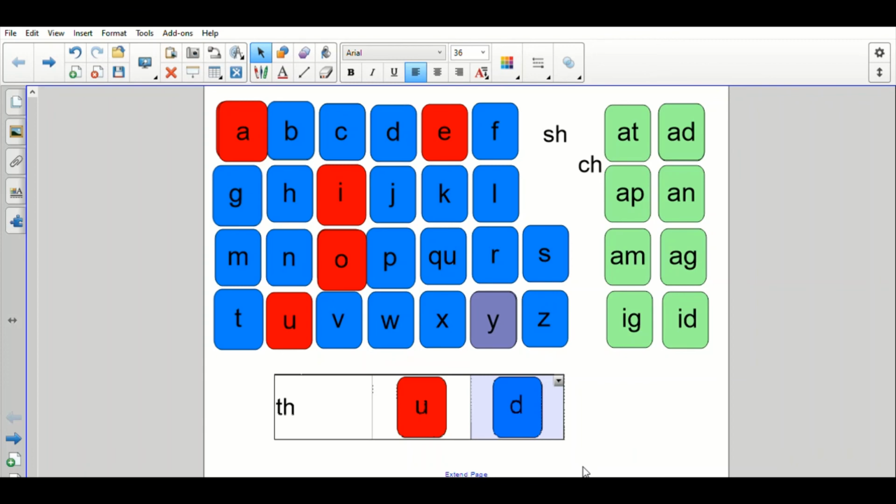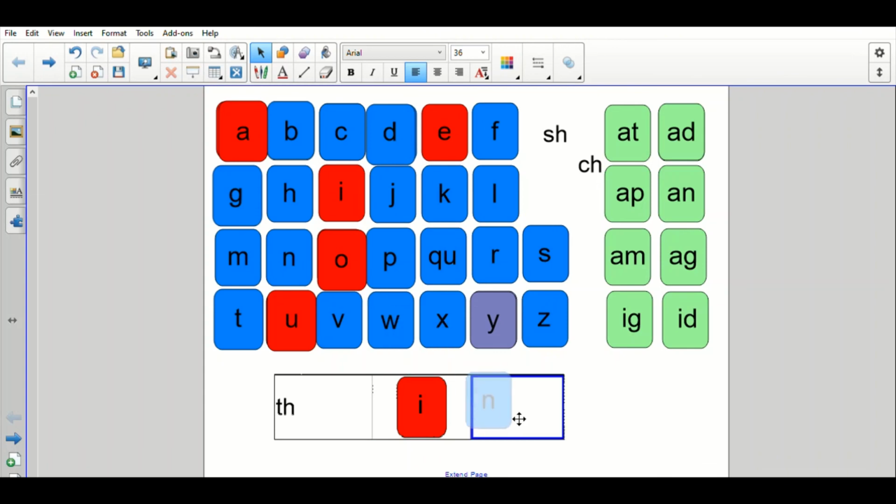Now we're going to take the u in thud and change it to i. Go ahead and try it. Okay, we're taking the u in thud and turning it to i. Thid. Fid. There's another nonsense word. And for our very last one, we're going to take the d in thid and make n.